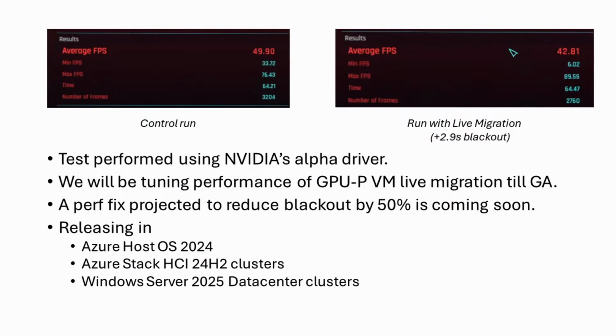This is only early performance data with NVIDIA's Alpha driver supporting GPU-P live migration. We will use this data to optimize live migrations of GPU-P VMs in the customer environments. We are also tracking an important performance fix in development right now that will reduce the blackout duration by roughly 50%. The live migration of GPU-P VMs will be coming to Azure Stack HCI 24H2 clusters, Windows Server 2025 datacenter clusters, and Azure HostOS 2024.